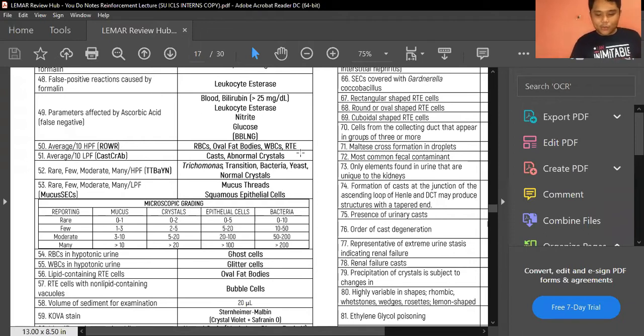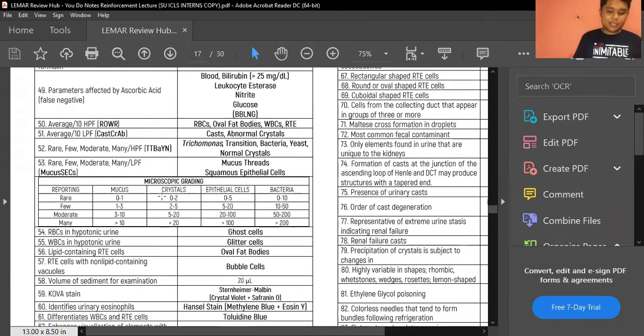Next, different appearances of your RBCs and WBCs. Of course, in hypotonic urine, your RBCs will lyse and become ghost cells. For WBCs in hypotonic urine, again, they will glitter. You have glitter cells because they will absorb water, and the crystals will exhibit Brownian movement, and they will shine, shimmer, and be splendid.